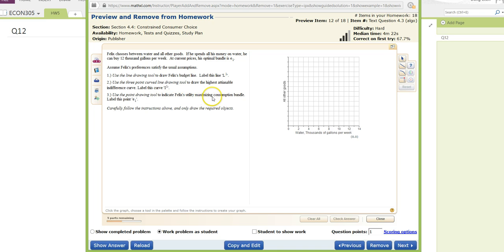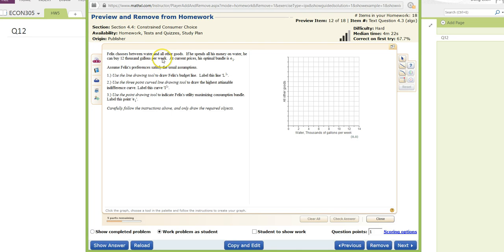So the first one, use the line drawing tool to draw Felix's budget line. Label this line L1. To draw a budget line, we need to know the income and the price of both goods. Here we have one good, water, and the other good is just all other goods. But here we don't have to draw a very precise line. We just draw some line to correspond correctly to the information provided in the setup.